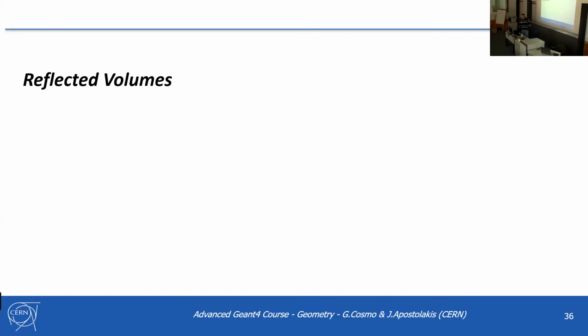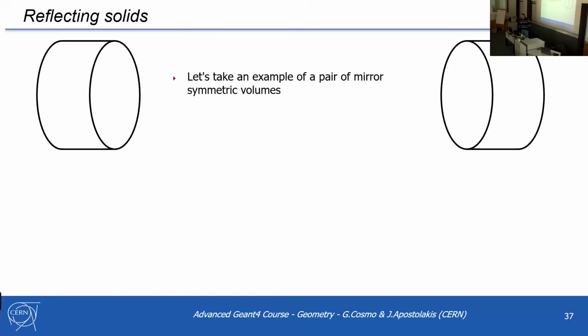Okay, reflected volume. So another thing that is possible in Geant4 is to create a mirror of either a single volume or a trio of volumes. So imagine a situation like in an experiment when you have two end caps which are exactly the same, and so you don't want to implement the two. You can make a reflection of one end cap to the other according to an axis.